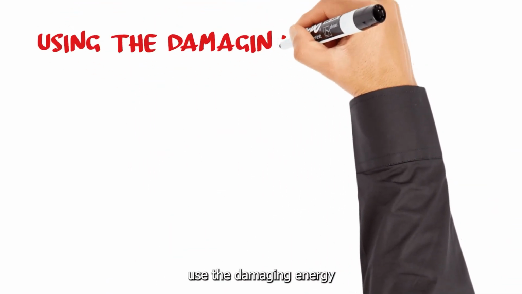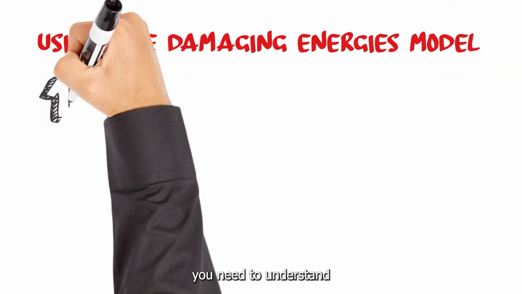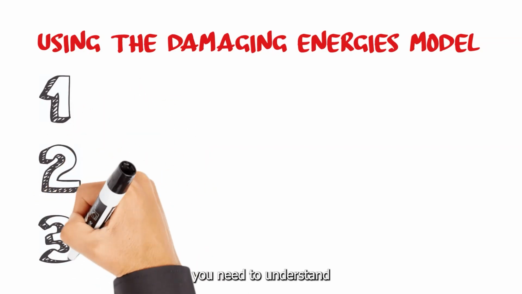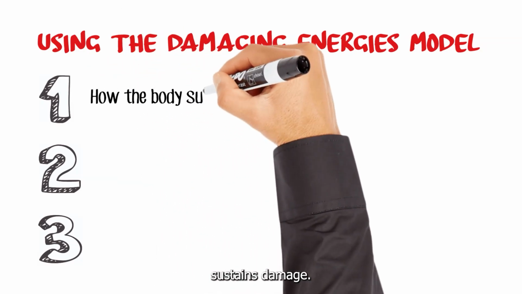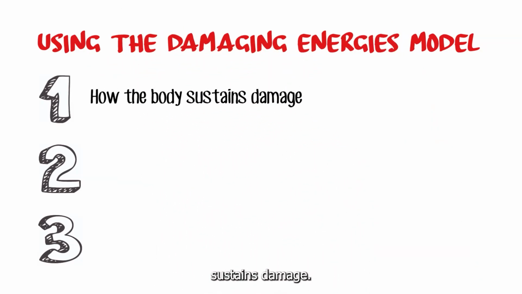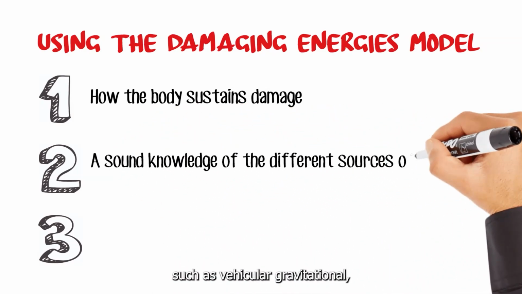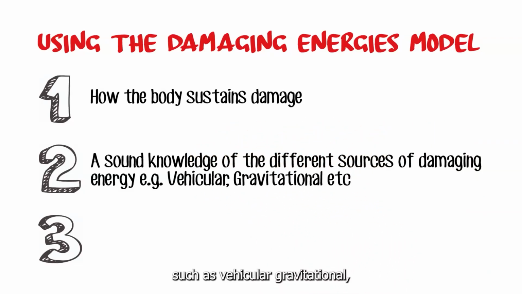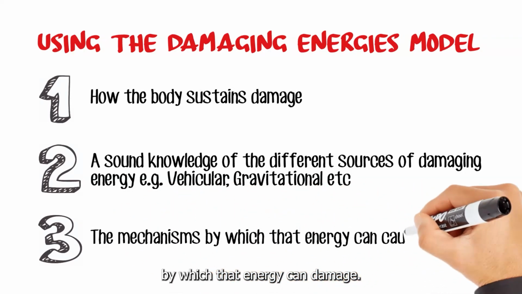To effectively use the damaging energy model in your workplace, there are 3 key things you need to understand. How the body sustains damage. A sound knowledge of the different sources of damaging energy such as vehicular, gravitational. The mechanisms by which that energy can damage.